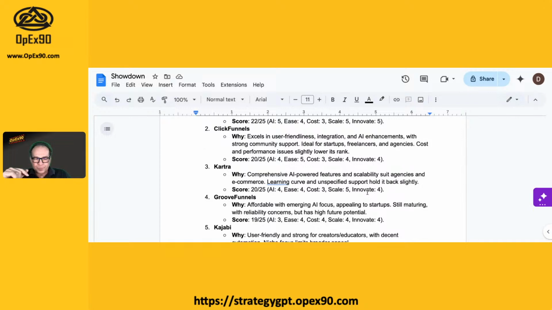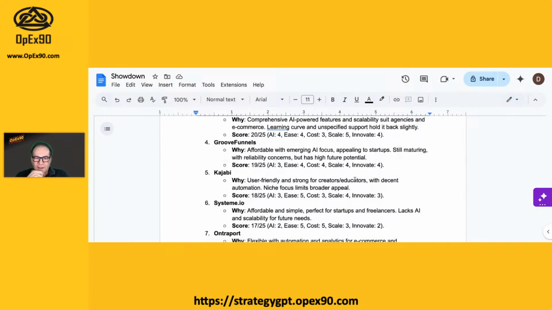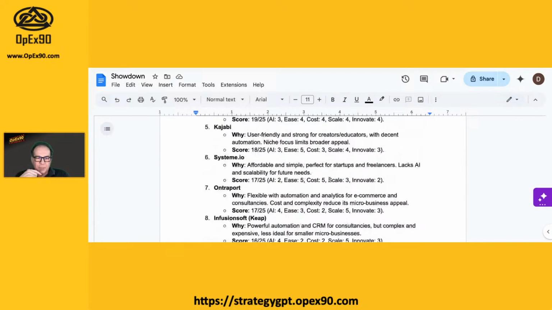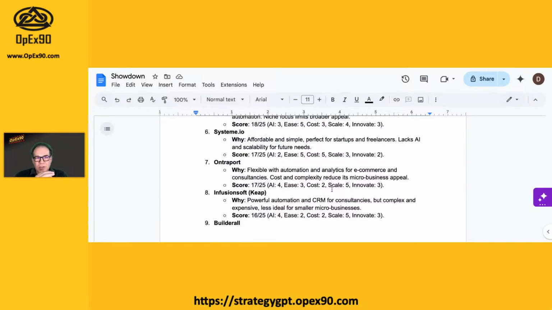And then here it has Groove: emerging AI focus, appealing to startups, still maturing with reliability concerns, but has future potential. Kajabi: decent automation, niche focus. Systemi, look, Systemi came out down here at the bottom. Remember, it was top ranking everywhere else. Affordable, simple, perfect for startups, lacks AI and scalability, future needs, and so on. So that's an interesting take on things.